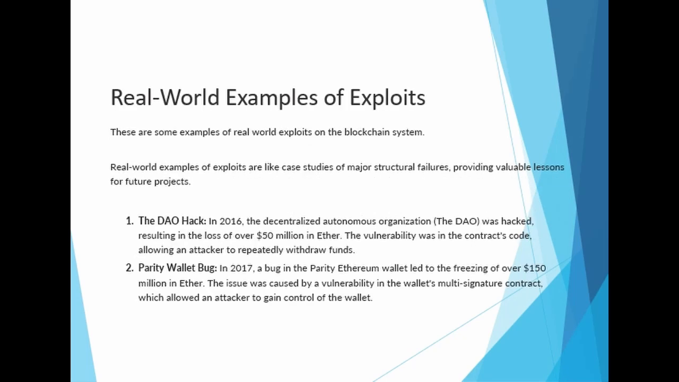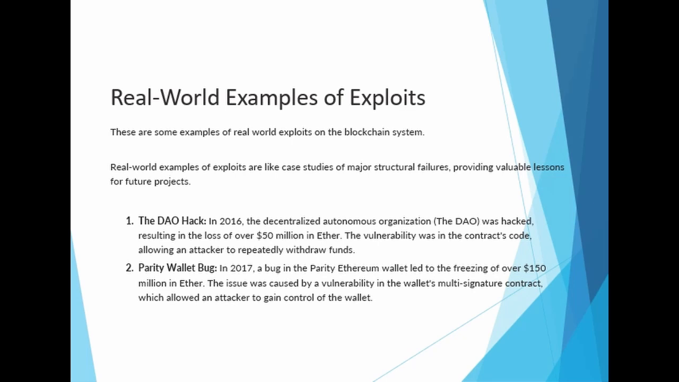These are some examples of real-world exploits on the blockchain system. These exploits are like case studies of major structural failures, providing valuable lessons for future products. The DAO hack in 2016 resulted in the loss of over $50 million in Ether. The vulnerability was in the contract's code, allowing an attacker to repeatedly withdraw funds. This is like the re-entrancy example.